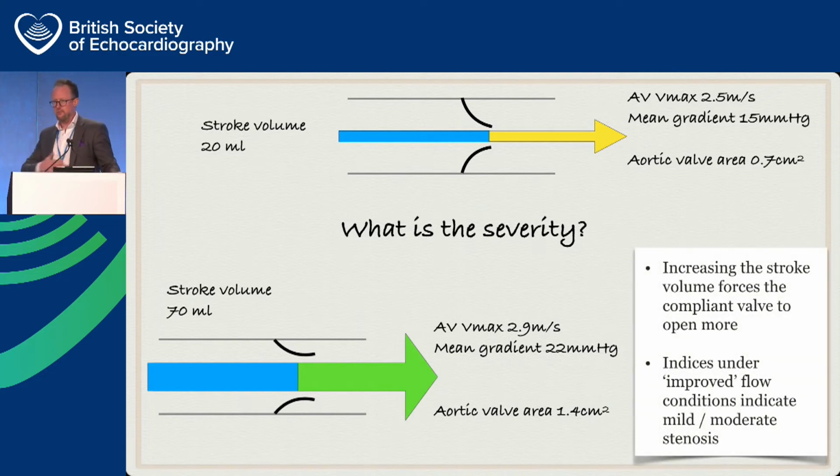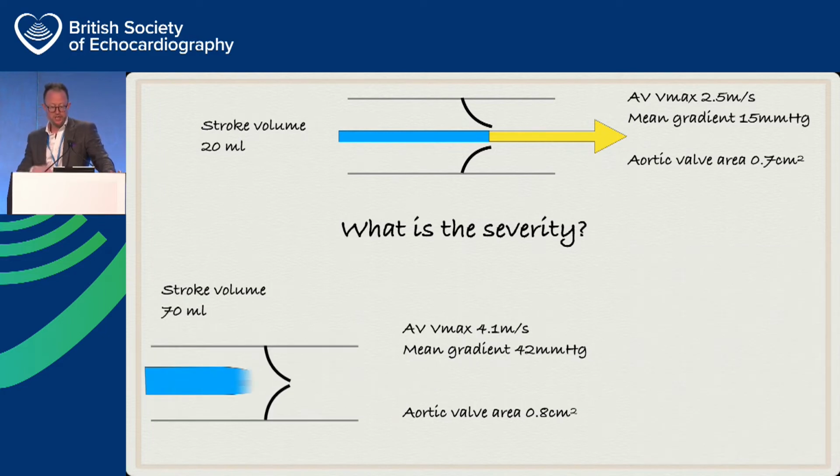Suddenly, the valve opens way more than it was before. The Vmax has gone up a little bit. The mean gradient has gone up a little bit, but the valve area is now about 1.4. This patient has got moderate aortic stenosis and coincidentally had just had a poor stroke volume. Brilliant.